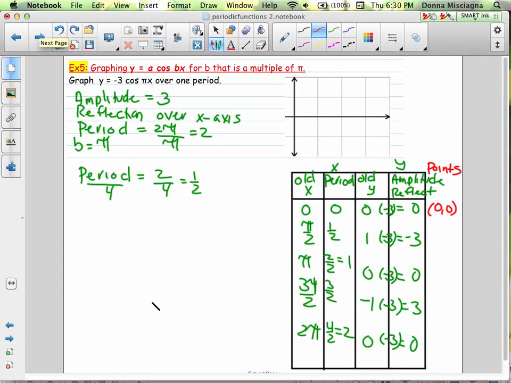0, 0. 1/2, -3. Oops. What happened to that 3? 1/2, -3. There we go. And then 1, 0. Got to make sure we use the right columns. You can always circle your columns, by the way, so you choose the right values. 3/2, 3. And 2, 0. All right, so there are our points.